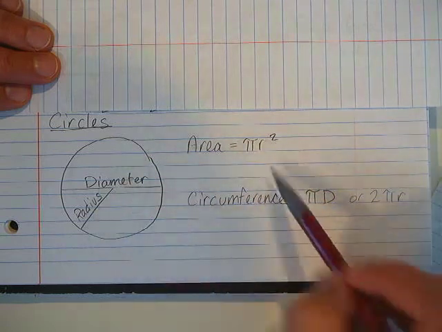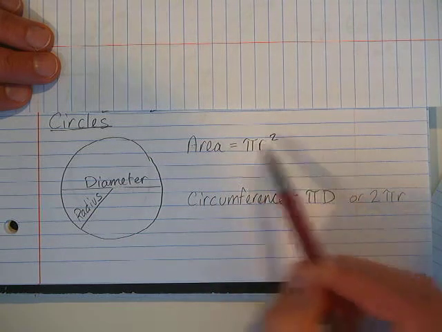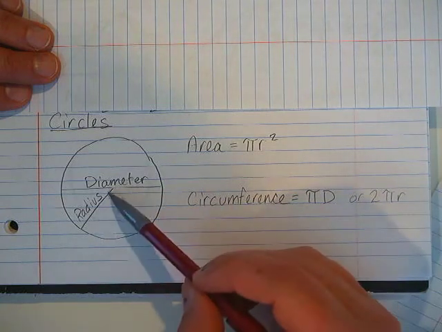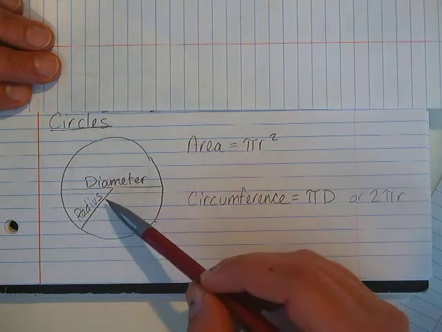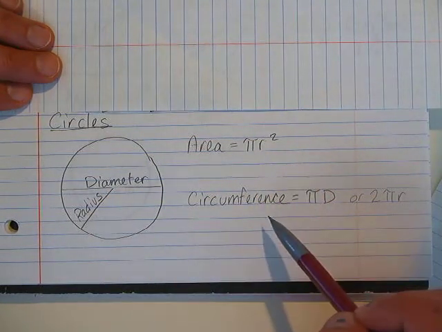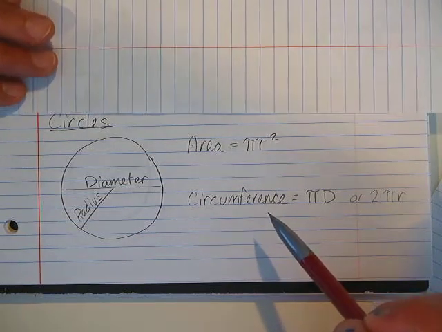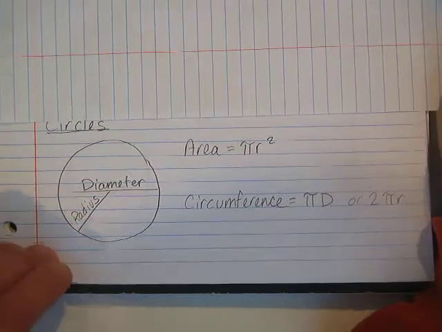I don't think there's anything too complicated about applying these, but just make sure that you slow down and make sure that whatever number you're given, that you know that it's radius or diameter and that you apply it correctly. I think that's all you need to know about circles and finding the area or circumference.